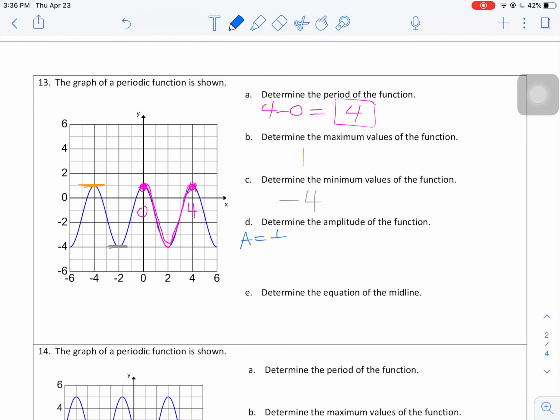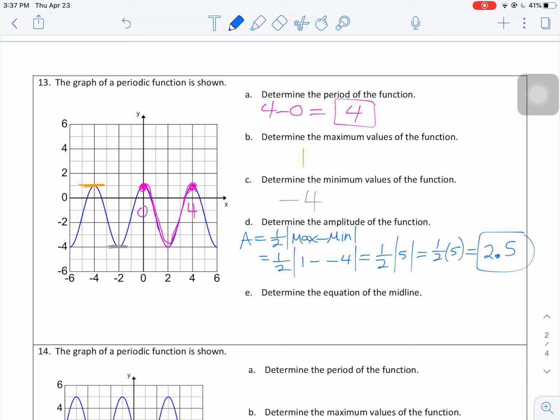Amplitude is equal to 1/2 times the absolute value of the max minus the min. So in this case, the max is 1, the min is -4, so be careful with that double negative inside the absolute value bars because that turns into a positive. You'll notice we get a decimal for the amplitude. That's fine, that's okay, you can get decimals.